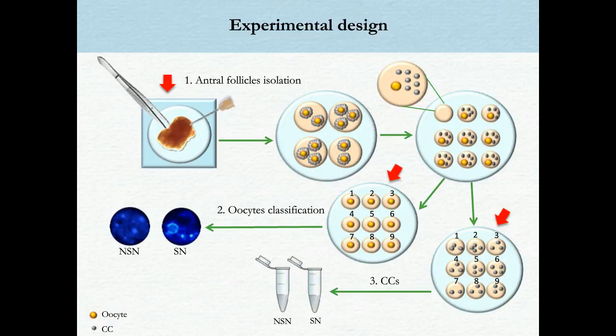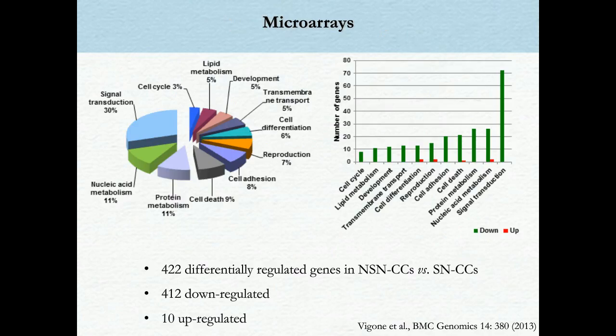And these are the results we obtained. The comparison between NSN cumulus cells versus SN cumulus cells highlighted the presence of 422 differentially expressed genes. 412 were downregulated and 10 upregulated.